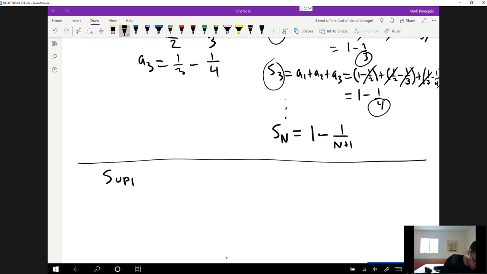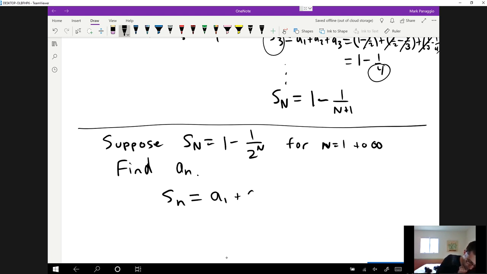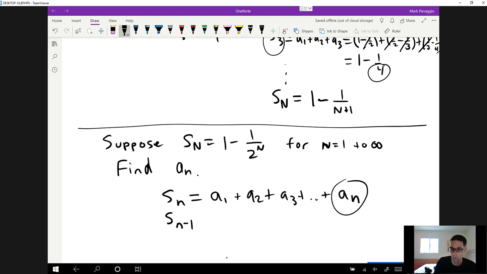So let's suppose that Sn is equal to 1 minus 1 over 2 to the n for n equals 1 to infinity. Okay, let's see if we can find a formula for an. Find a formula for the things that we added up to generate that. Okay, well, to figure this out, let's think about what Sn means. Sn is the sum of A1 plus A2 plus A3 all the way on up to An. And notice that has the thing that we're looking for in it, but it just has a whole bunch of extra stuff as well. So if we could cancel out that extra stuff, then we could find An.